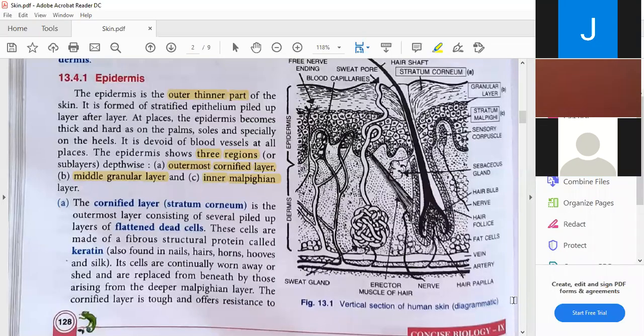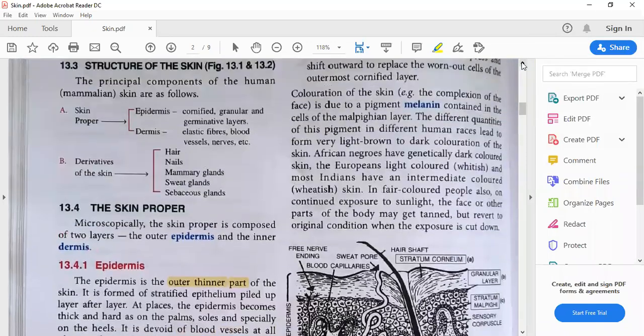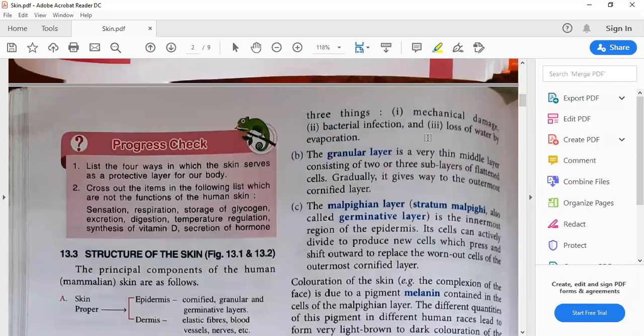Now the cornified layer is tough and it offers resistance. मतलब वो थोड़ा सा अंदर घुसने नहीं देता. It offers resistance to three things. Mechanical damage, मतलब जल्दी harm नहीं होगा, जल्दी cut नहीं आएगा. Then bacterial infection. If you keep it very clean, it will not have any bacterial infection. I'm talking about the outermost part. And loss of water by evaporation.